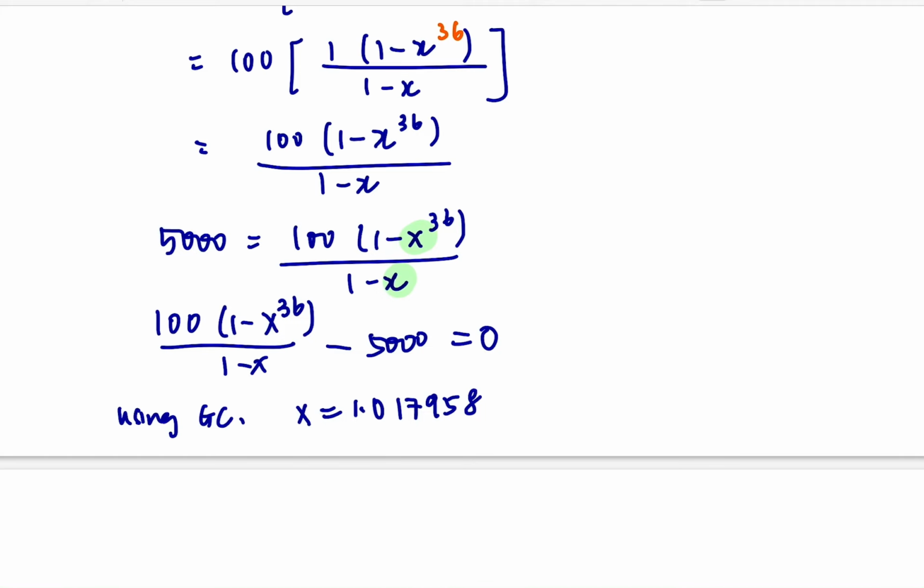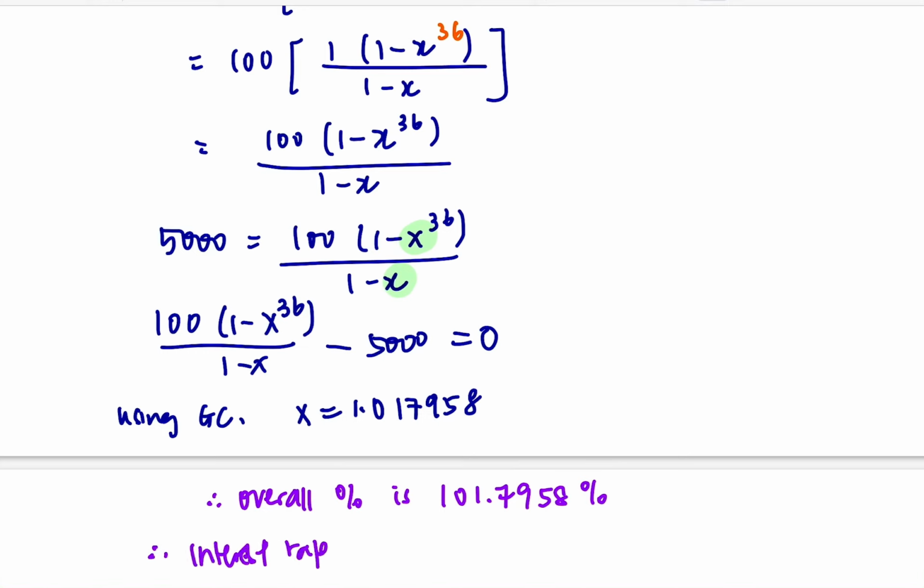So what will be the interest? Remember? So therefore, maybe you convert this to percentage first. Therefore, the overall percentage is 101.7958%. Therefore, what is the interest rate? You will minus 100%, so you get 1.80% if you round to 3 SF. And then we leave our answer in terms of percentage.